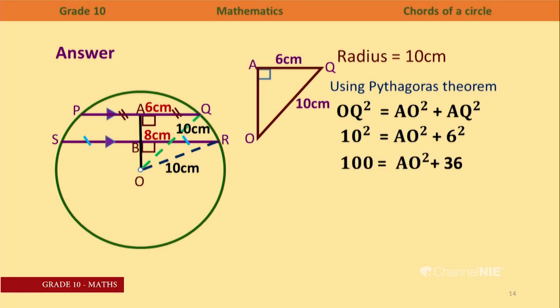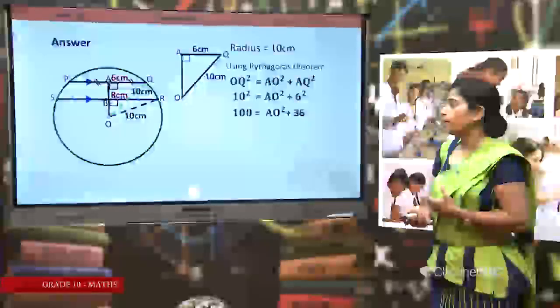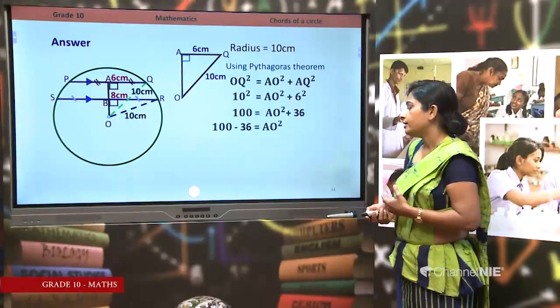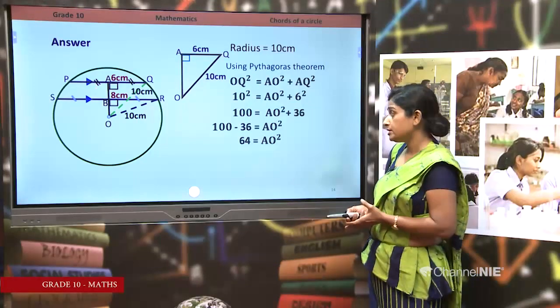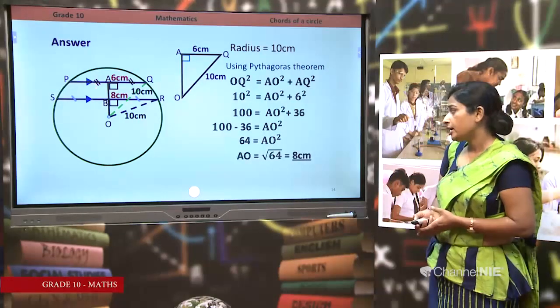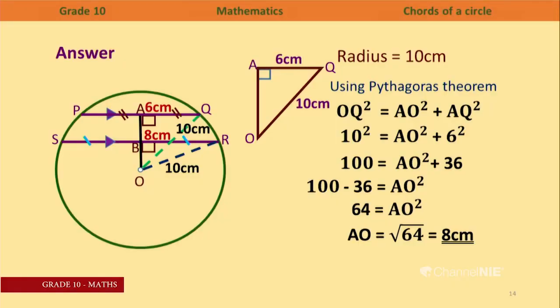10 squared is 100, AO squared, 6 squared is 36. Then we should find AO squared. AO squared is equal to 64. If AO squared is equal to 64, we can get AO. AO is the square root of 64, that is 8 centimeters. So, we found AO.